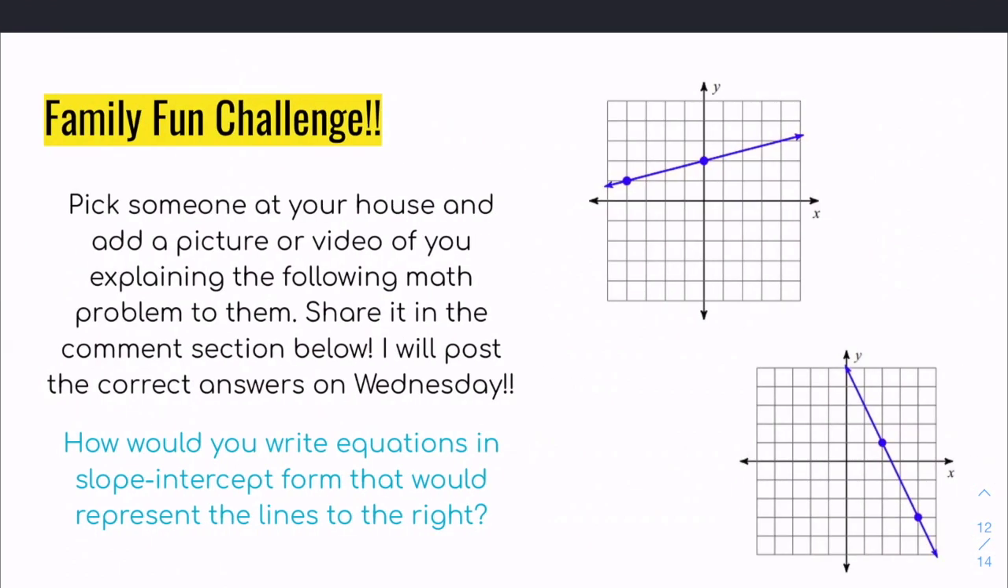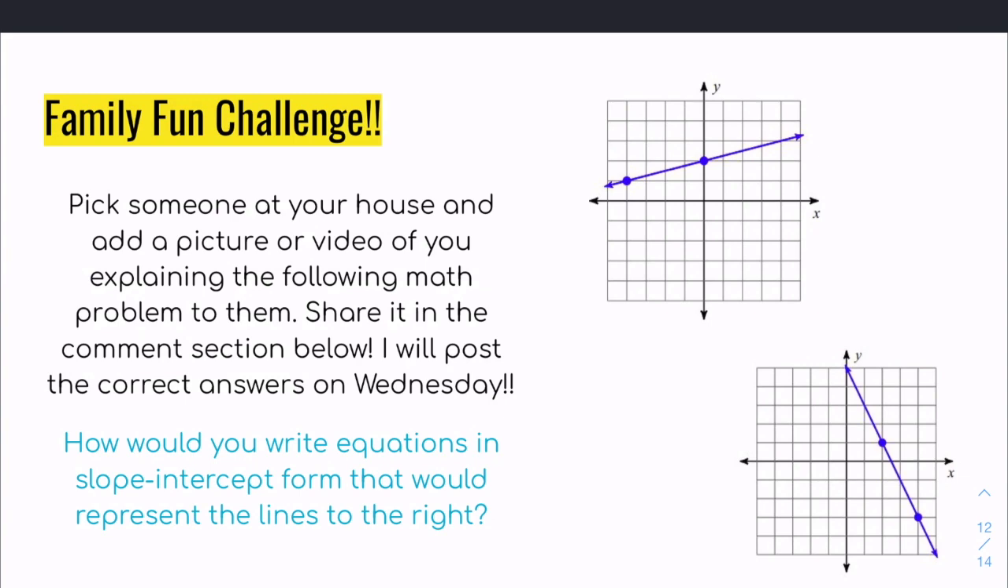So first up, Family Fun Challenge. Pick someone at your house and add a picture or video of you explaining the following math problem to them. Share it in the comment section below. I will post the correct answers on Wednesday. You can also, and I've sort of changed this up, put it on the Family Fun Challenge page. So that is a really good option. The question is, how would you write equations in slope-intercept form that would represent the lines to the right? There are 2 different options, or you can do both of them, and you can post that picture. So go ahead and pause it to complete that.